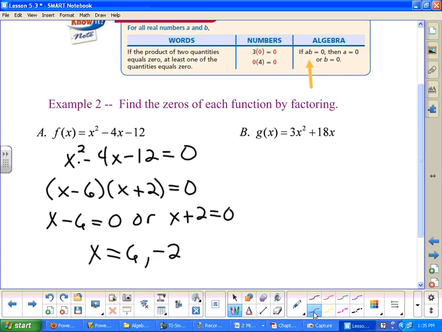X squared, 4x, and 12. Do they have anything in common? No, they don't have any numbers in common, no variables, okay? So we couldn't factor out a greatest common factor, okay? In this case, 3x squared plus 18x. So first of all, I'll rewrite it as an equation. So do 3x squared and 18x have anything in common? 3x. Okay, 3x. So we take out the 3x, and we have x plus 6.